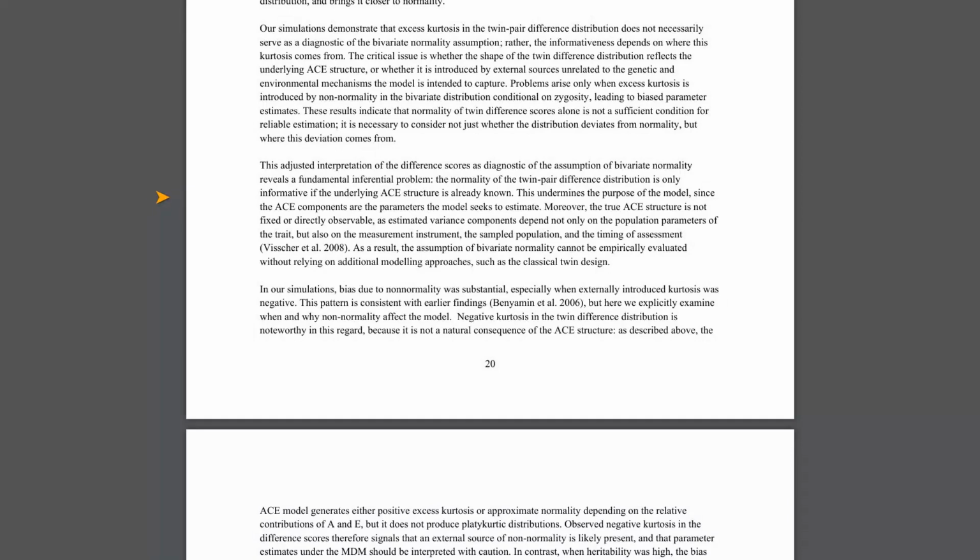Ultimately, this study is a really important caution. The normal finite mixture distribution twin model is a clever idea for dealing with missing zygosity information, and it has a lot of theoretical appeal for unlocking insights from large datasets. However, this research makes it clear that in its current form, it is too easily fooled by normal data. The bias it can introduce is significant, hard to detect, and can lead us to believe things about genetics and environment that aren't really true.